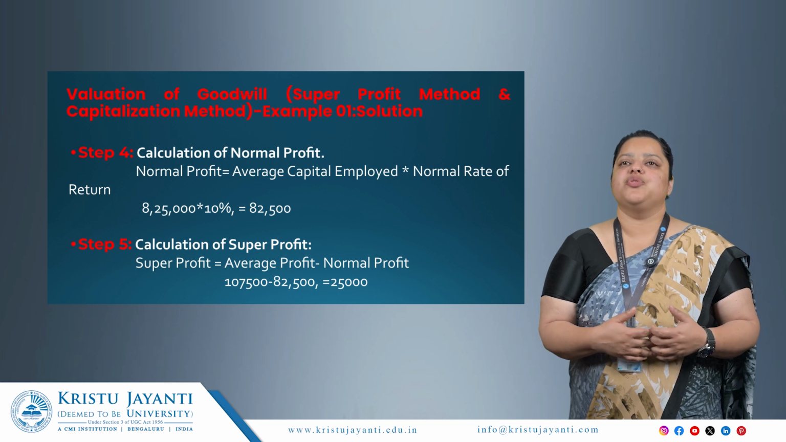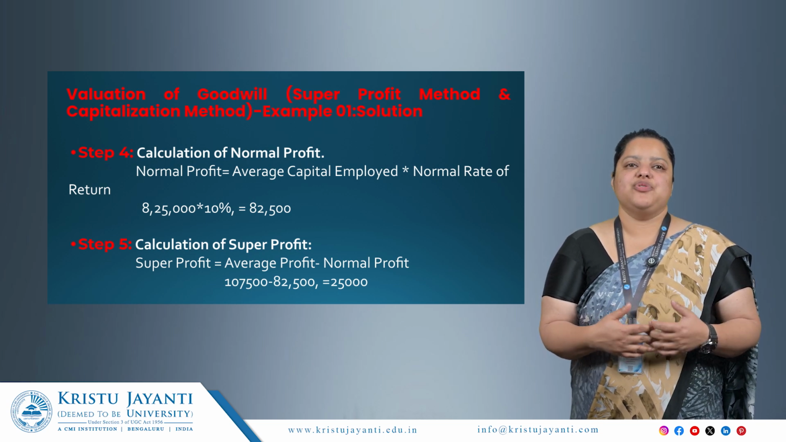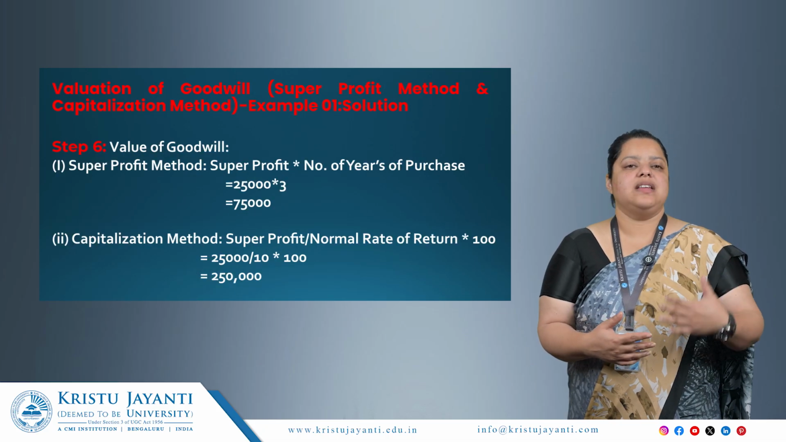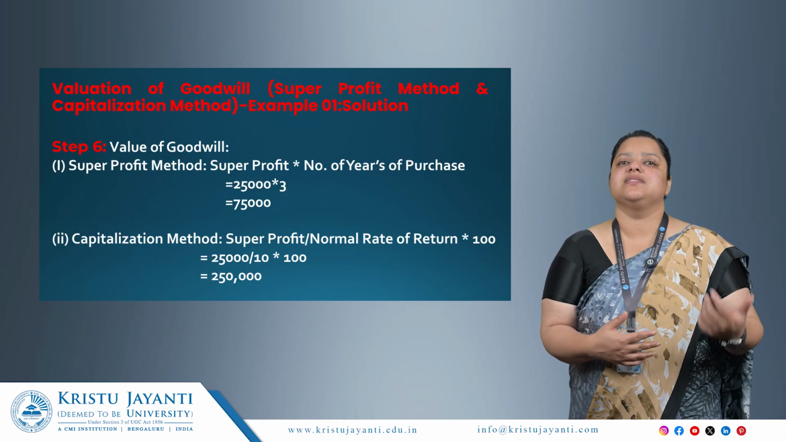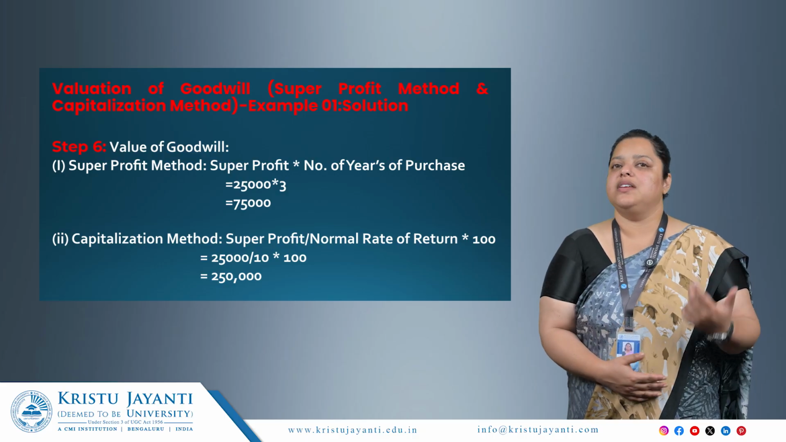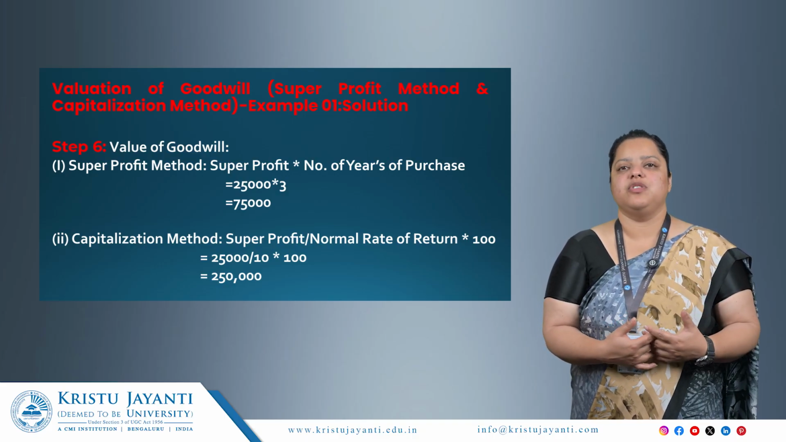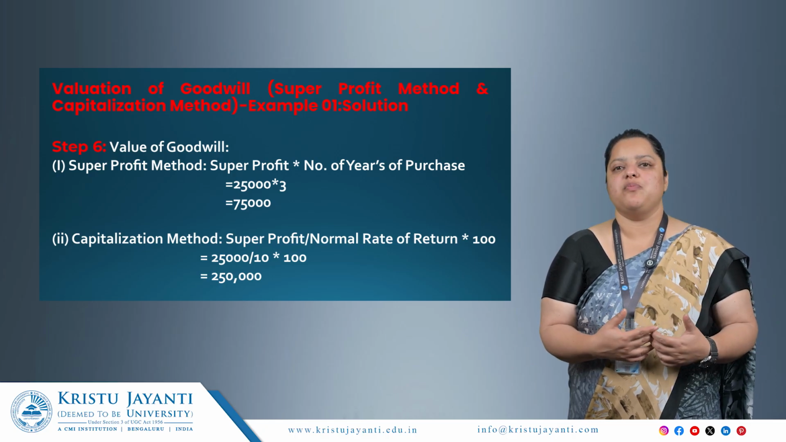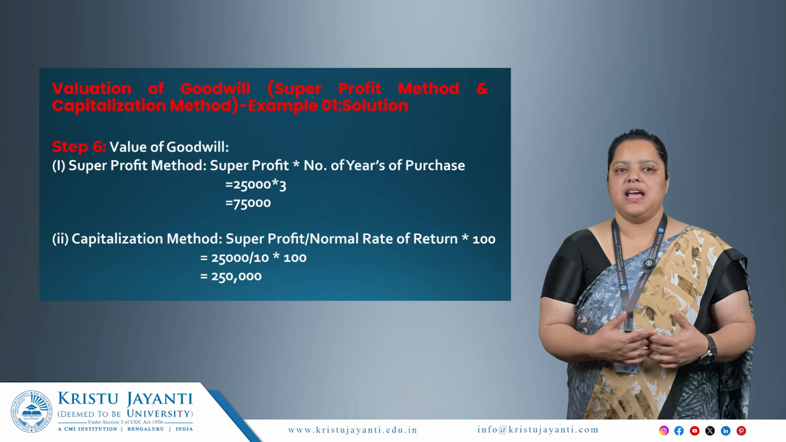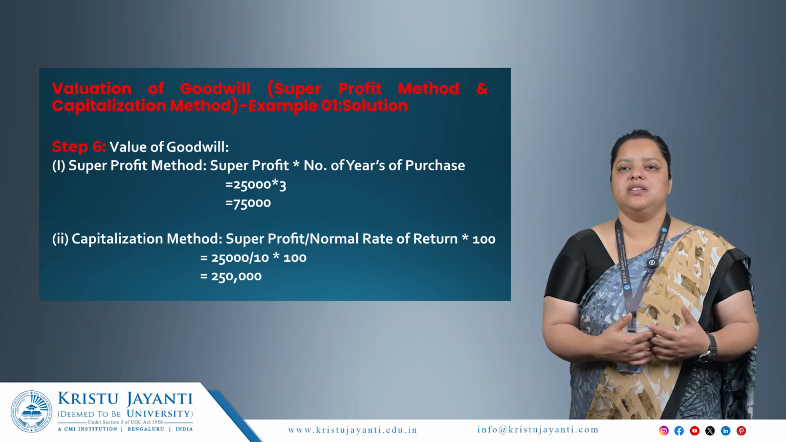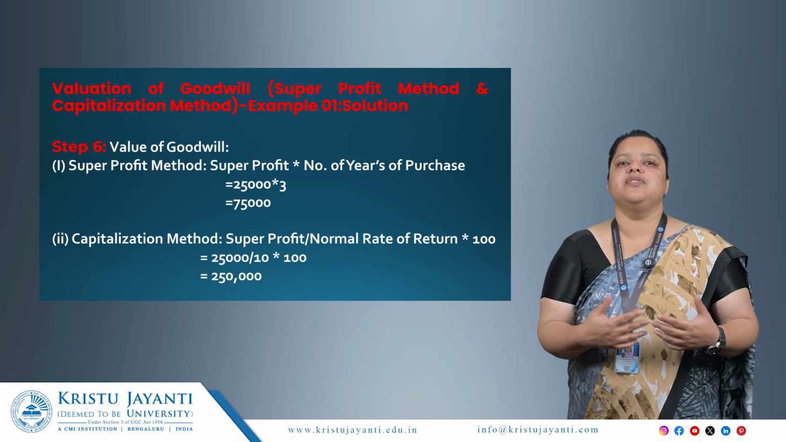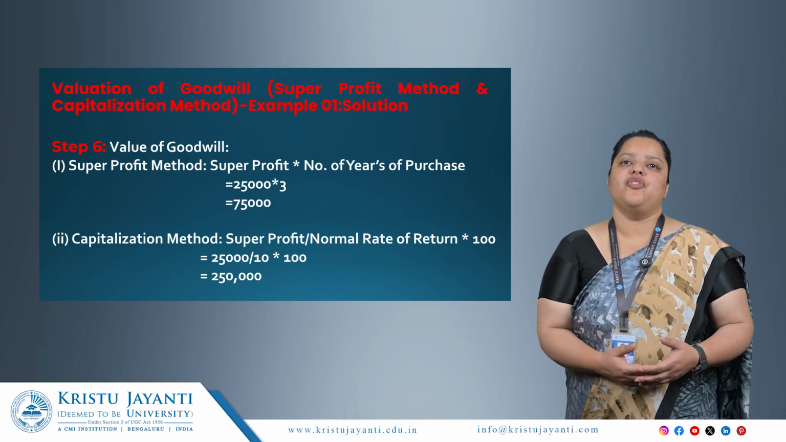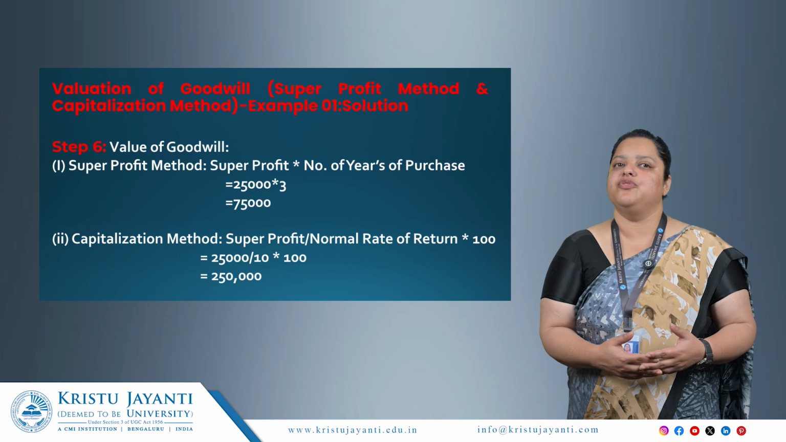In step 5, we calculate the super profit. The super profit formula is average profit minus normal profit. At the last, we need to calculate the goodwill, which is step 6. Here we are using 2 methods, so 2 different formulas come in. In the super profit method, we multiply the super profit by the number of years of purchase. In the capitalization method, the formula is super profit divided by normal rate of return into 100. By using these 2 formulas, we find the value of goodwill.